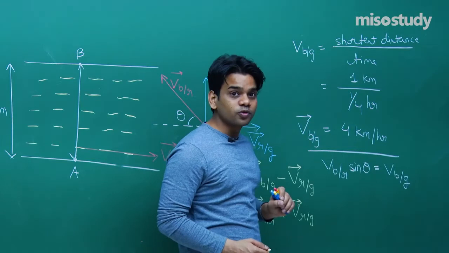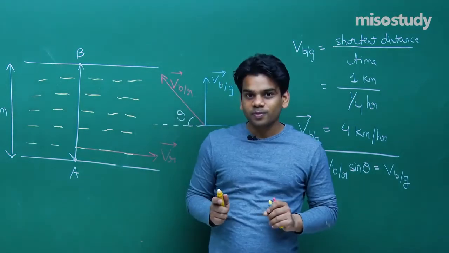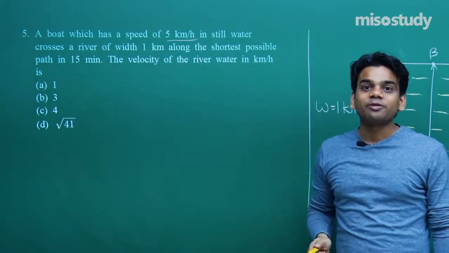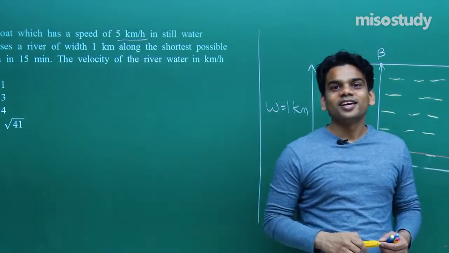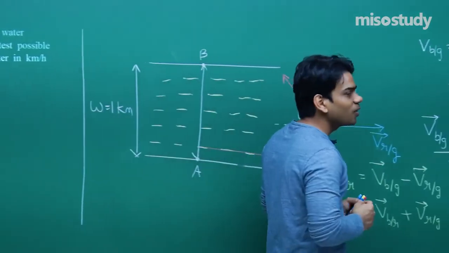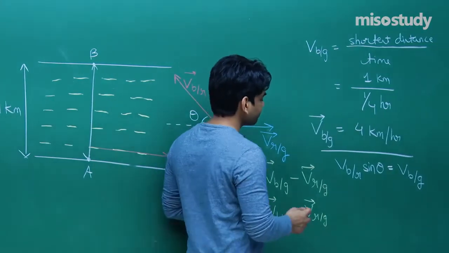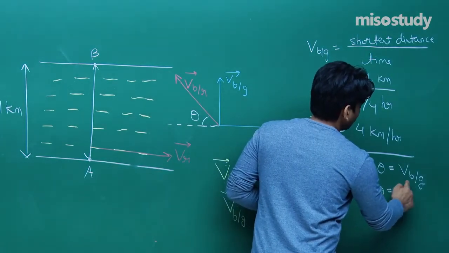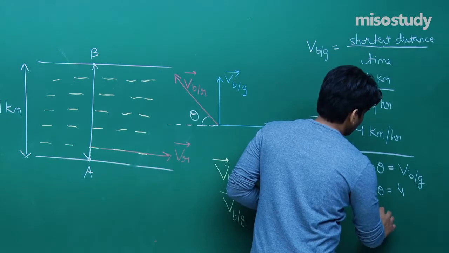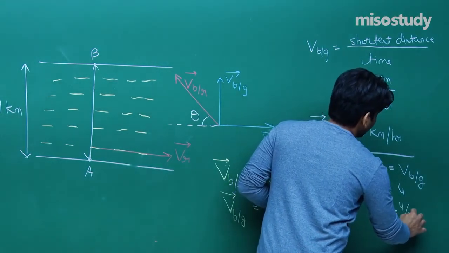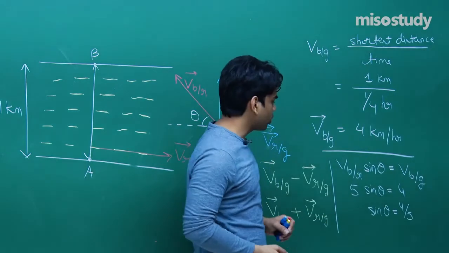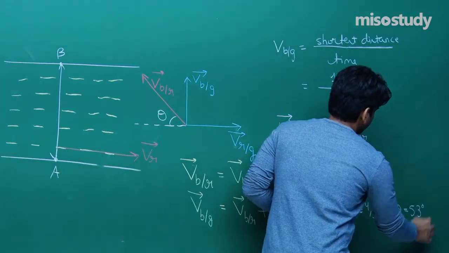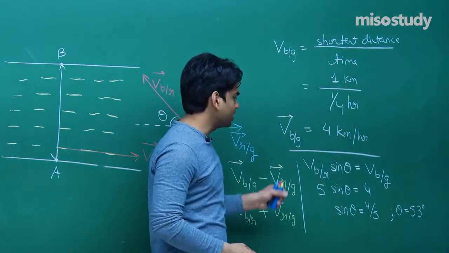We have this value, velocity of boat with respect to river. Already it's given, that is 5. You see here, a boat which has a speed of 5 km per hour in still water. That means velocity of boat with respect to river is given as 5 km per hour because that is the speed in still water. So 5 sine theta is equal to velocity of boat with respect to ground, that is 4. So sine theta comes out to be 4 by 5. So hence theta will be 53 degree. That's quite obvious. Okay, I'm writing it separately also. Not a problem. Sine theta is 4 by 5. You can easily evaluate that.